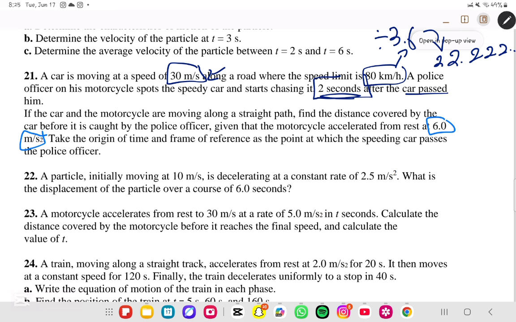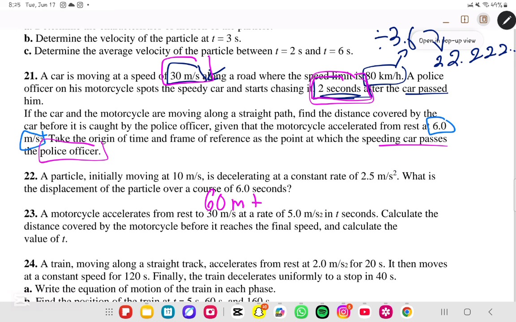So first of all, we need to know, by taking the point at which the speeding car passes the police officer as a reference, how much did he travel before the police officer started chasing it. So for 2 seconds, the police officer was on his motorcycle stationary, and then after 2 seconds, he started chasing it. So the car is moving 30 meters per second, and in 2 seconds, it would have moved how many meters? It would have moved 60 meters, because 30 times 2 is 60 meters.